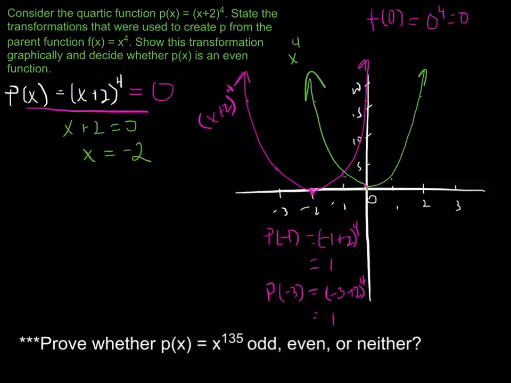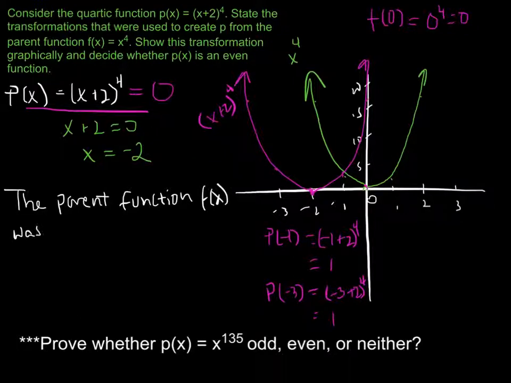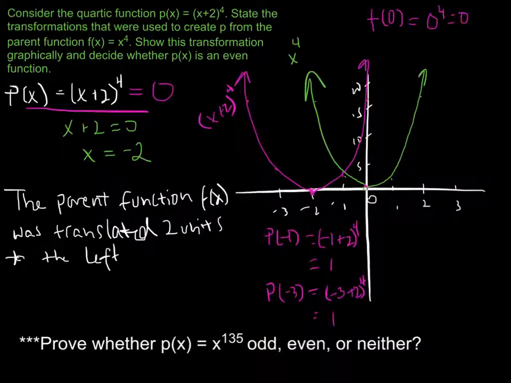All right? So to state it clearly, the parent function f of x was translated 2 units to the left to create p of x.